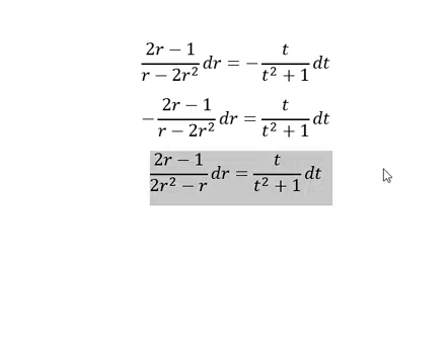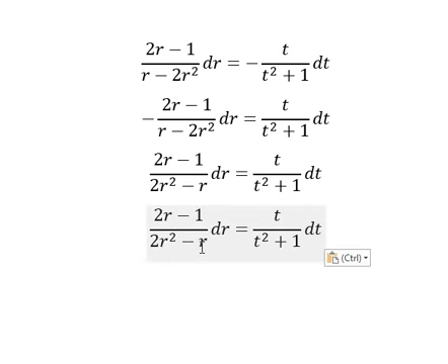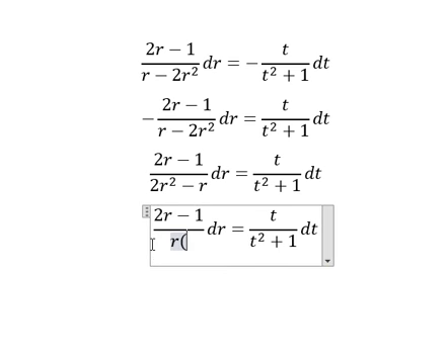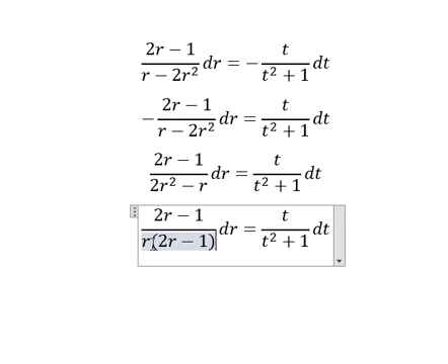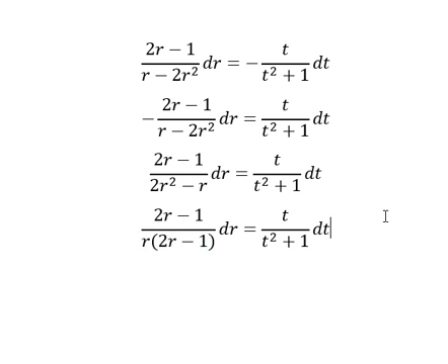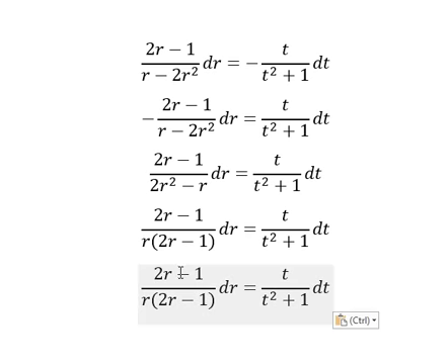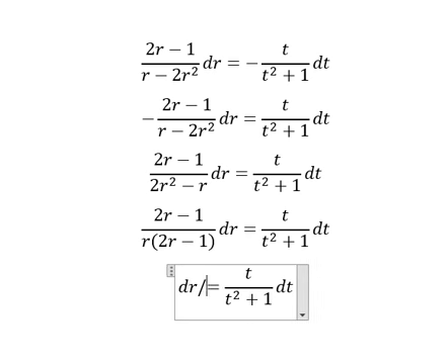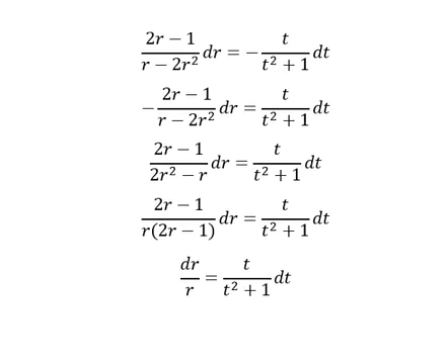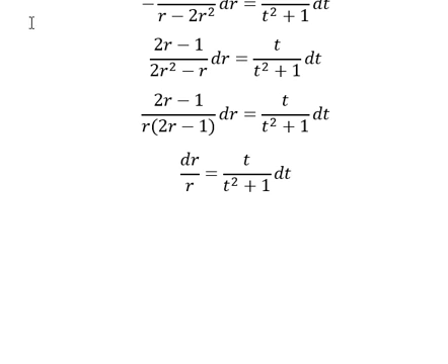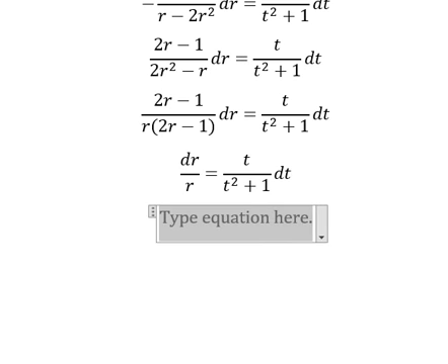Next, we have r and r. We can do about factorization. Next, this one divided by this one, so we have only r. Now, we need to put the integration for the both sides.